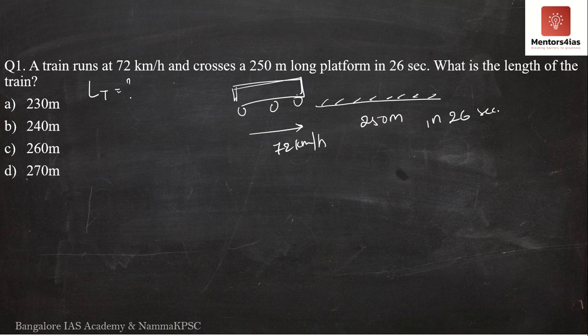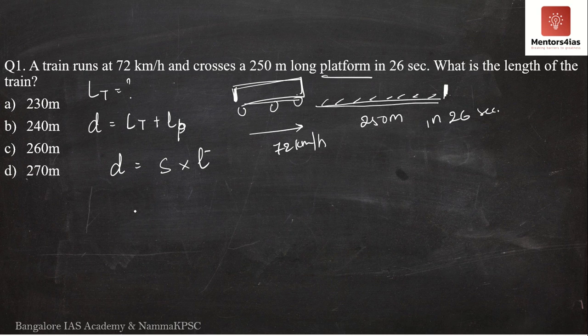If you've understood the concept in the last video, you know that the total distance that we have to consider is the length of the train as well as the length of the bridge. If the train is going to cross the bridge in 26 seconds, what does it mean? This end reaches this side. So the total distance covered by the rear end of the train is the length of the bridge, or the platform, and the length of the train. Therefore, distance is equal to speed into time, where distance will be equal to length of the train plus length of the platform, which we know to be 250 meters.